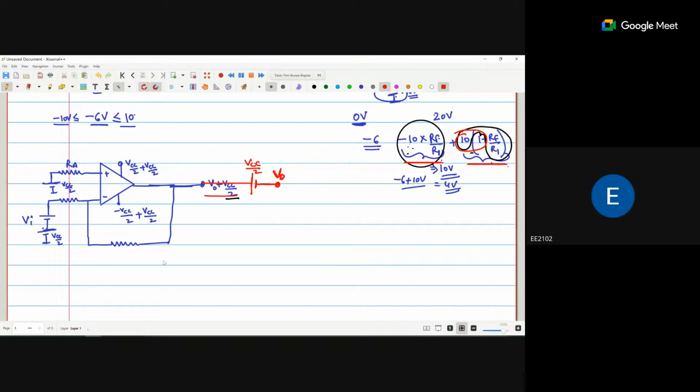Is it fine? Yes, sir. So that's why for practical applications, we generally work with the single supply operational amplifier.